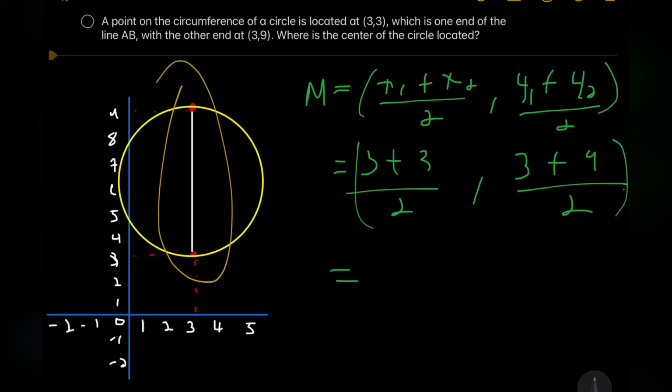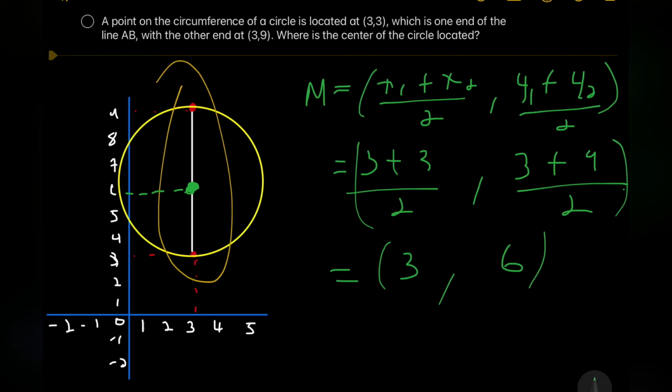3 plus 3 is equal to 6. We divide that by 2 and we get 3. 3 plus 9 is equal to 12. We divide that by 2 and we get 6. So these are the coordinates of our midpoint. So our midpoint would lie right here.